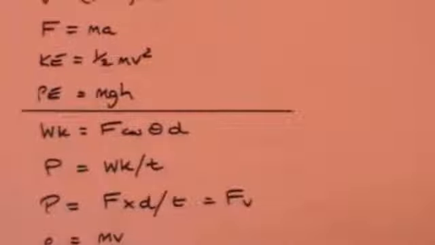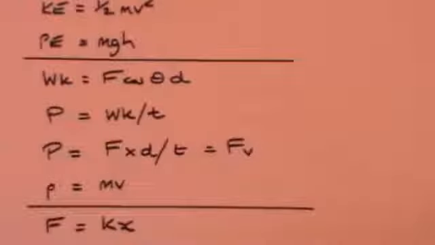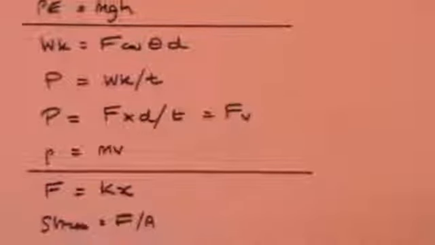Power is work over time, measured in watts. Power is also force times velocity, because work is force times distance, and so force times distance over time is force times velocity. Momentum is mass times velocity. Now we come to springs and stretching. Force is the spring constant, or the stiffness constant, times the displacement.